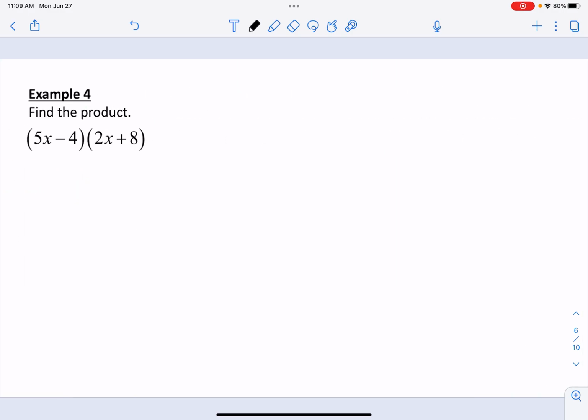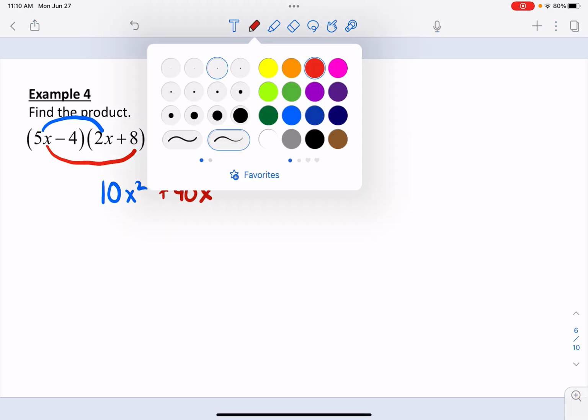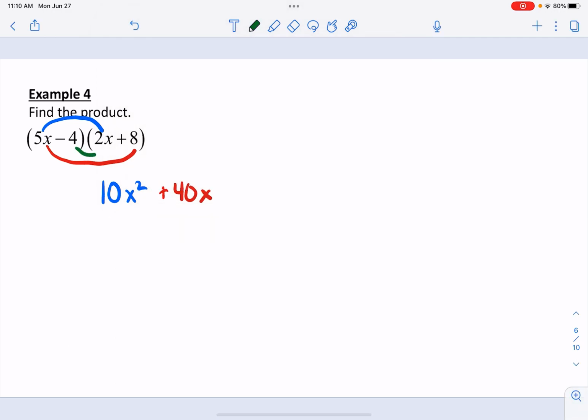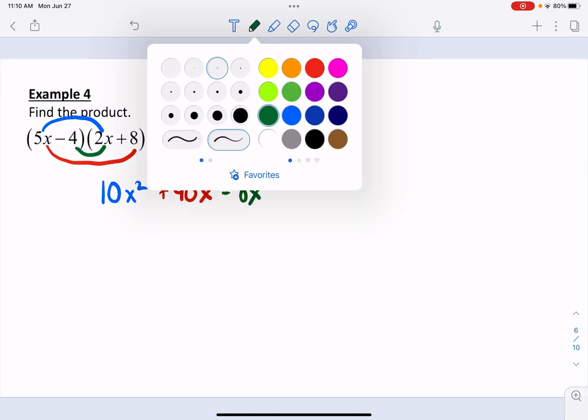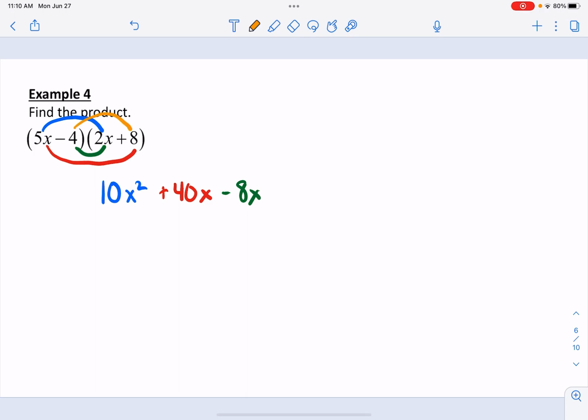Okay, finding this product now. Again, like I said, they're going to get more and more complicated. 5x times 2x, well, you multiply the 5 times the 2 to get a 10. X times x is x squared. Outer terms: 5 times 8, well, that is a 40x. The inner terms, and then our last terms.